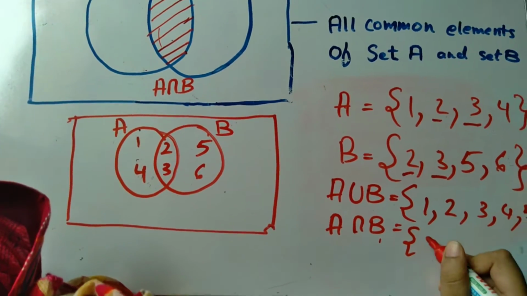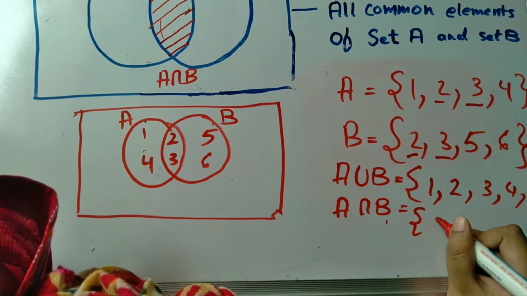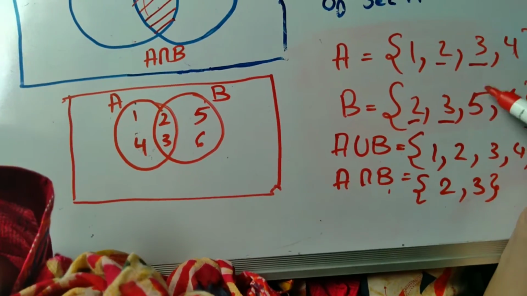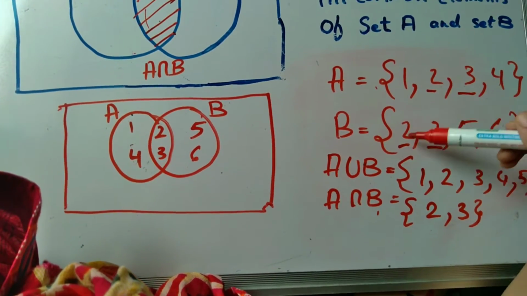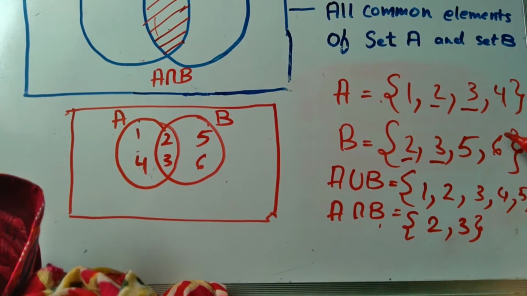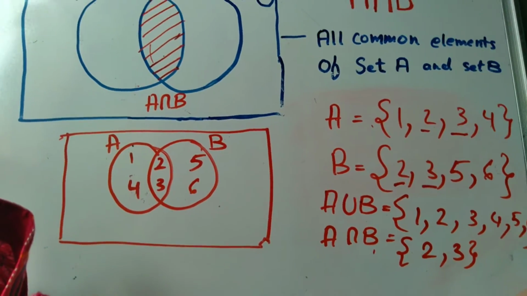Then A intersection B is nothing but the common elements of set A and set B. What are the common elements? 2 and 3 are the only common elements. Can you see any other common element in set A and set B? No. 2 is common, 3 is common, and the leftover elements are not common, so only 2 and 3 are common here.